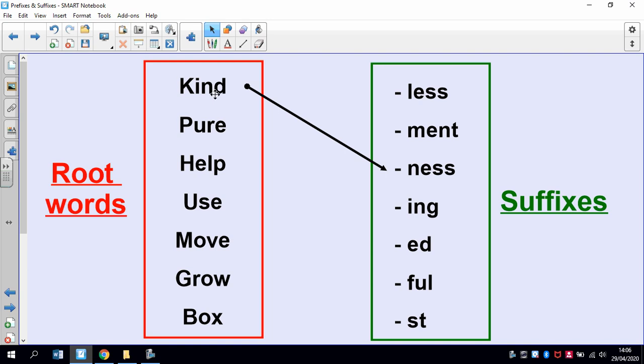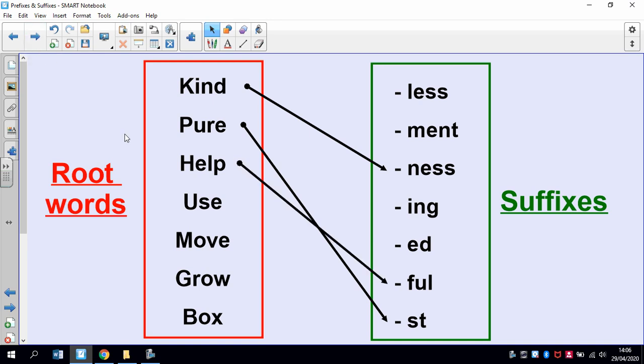You can either be kind to others or you can show kindness to others. How about pure? Well, I put st at the end, making the word purest. It's not just pure, it is the purest option. It's the cleanest option, if you're not sure what the word pure actually means. What about help? You might already think exactly which suffix you're going to use.